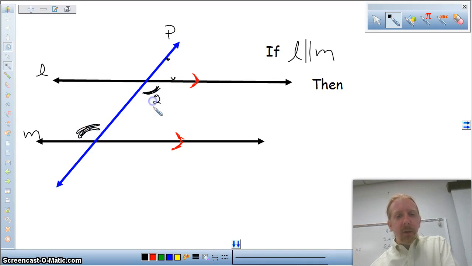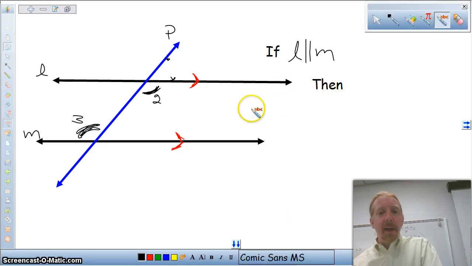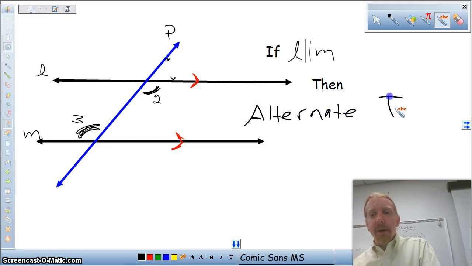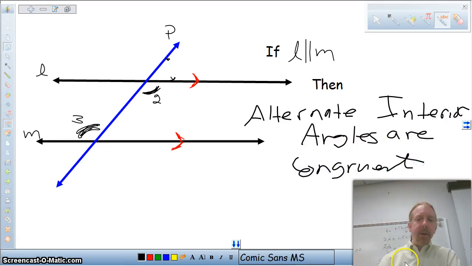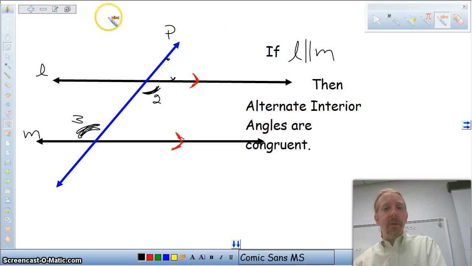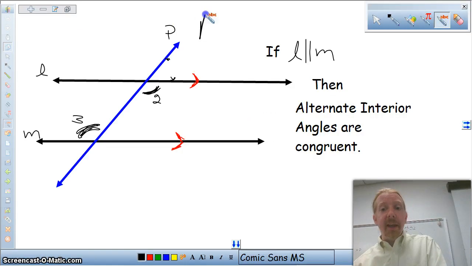Let's call this angle 2, and let's call this angle 3. In this case, I can say that the alternate interior angles are congruent. Now, this theorem is referred to as the alternate interior angles theorem. For the sake of speed, I'm going to abbreviate that as AIA theorem.